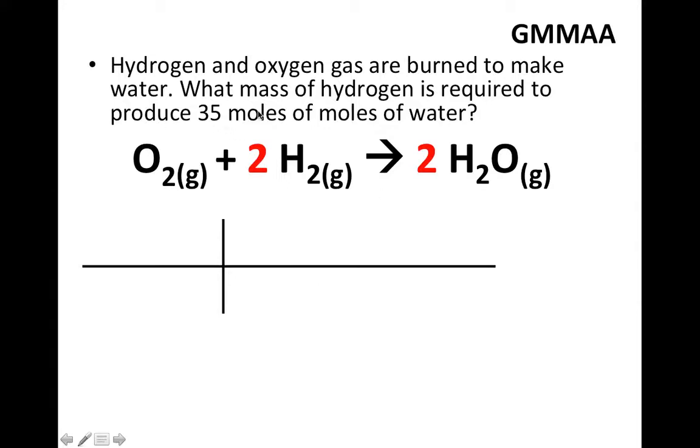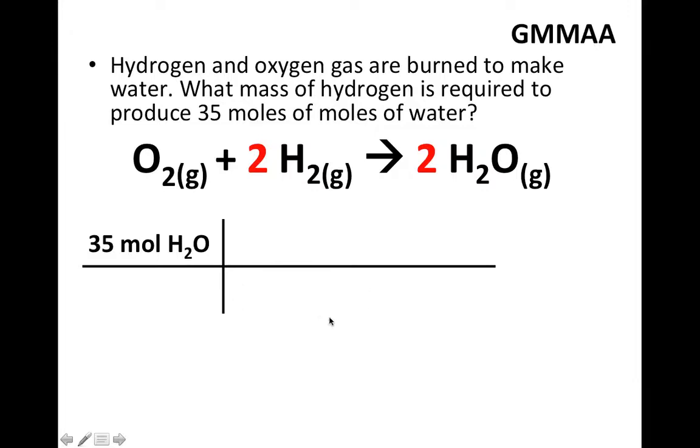What did they give me in the problem? They gave me 35 moles of water. Sorry, that's a typo. Required to make 35 moles of water. Yeah, just 35 moles, okay? So that goes right there, 35 moles of water. So now just follow your train wherever it goes.